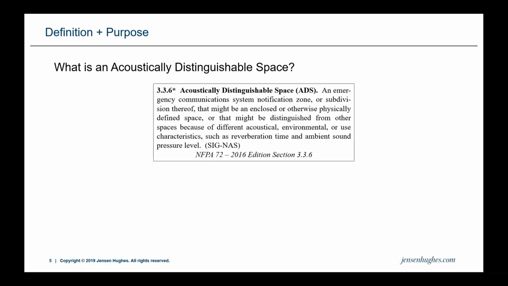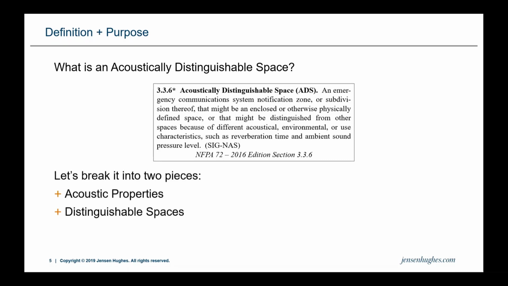So really it breaks down to spaces that might be enclosed or otherwise defined that are distinguished from other spaces because of different acoustical, environmental, or use characteristics or other properties. So really what we want to do is break this definition into 2 pieces. We want to first look at acoustic properties of spaces and what we can learn about spaces from the construction, and then how they're distinguishable, how we can group these spaces to be different one from the other.